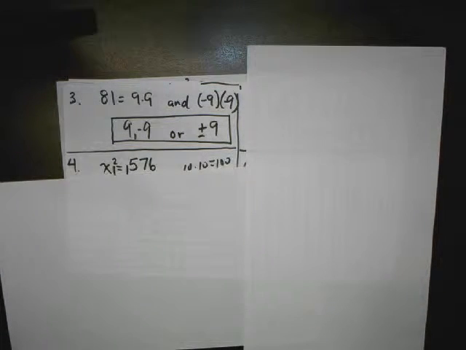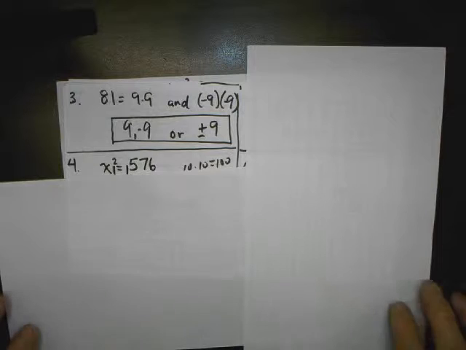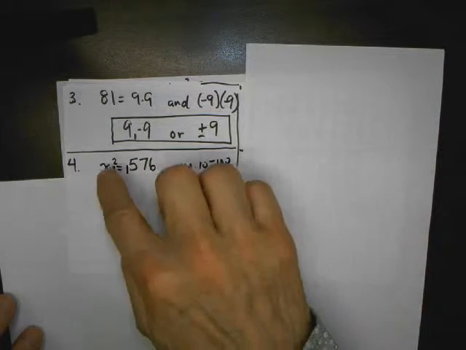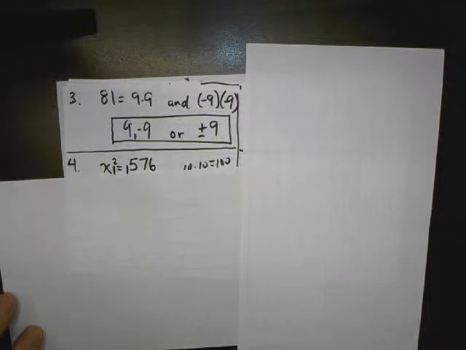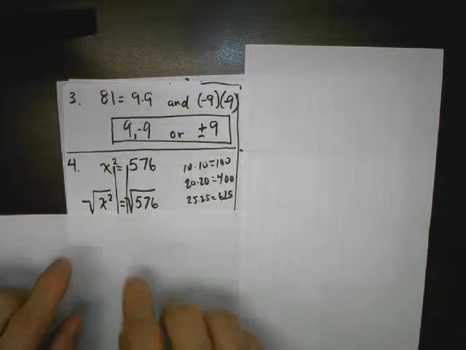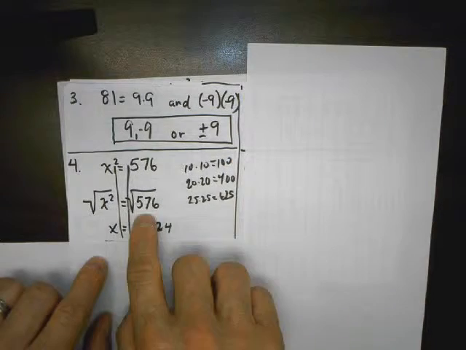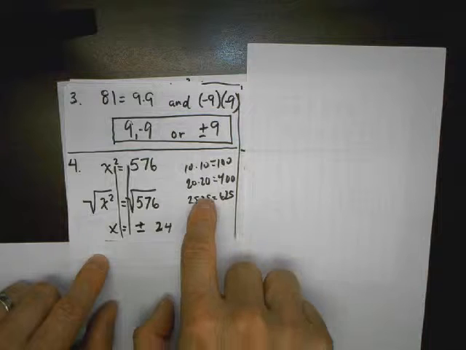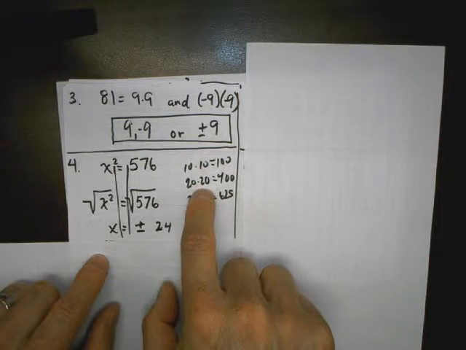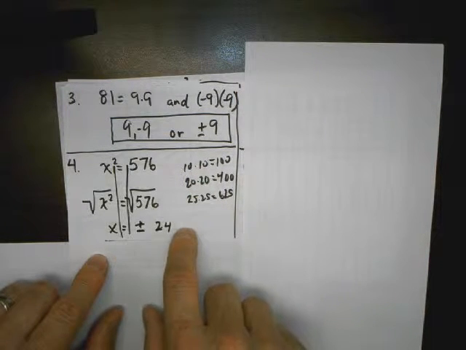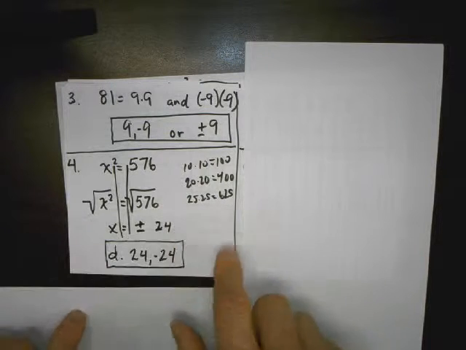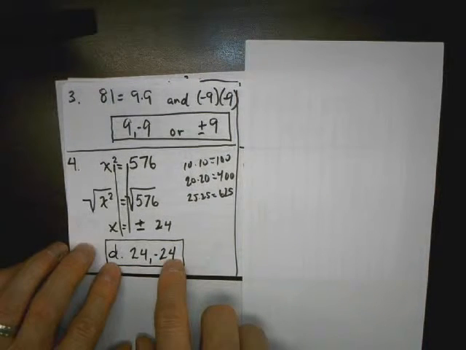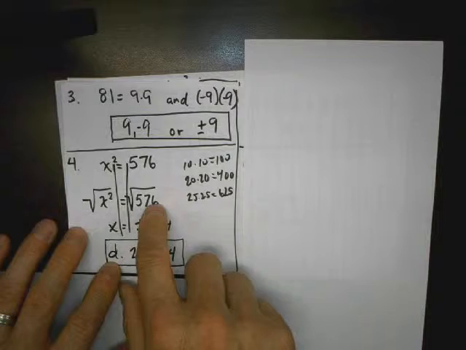So for 4, they tell us to solve this, and solving means find what x is, right? So I've got to get x. Right now I know what x squared is. To get x, I take the square root of both sides. The square root of x squared is x, the square root of 576. So remember how to narrow it down? We talked about that in class, 10 times 10, 20 times 20. So once we narrow it down, we see that 24 times 24 is 576.